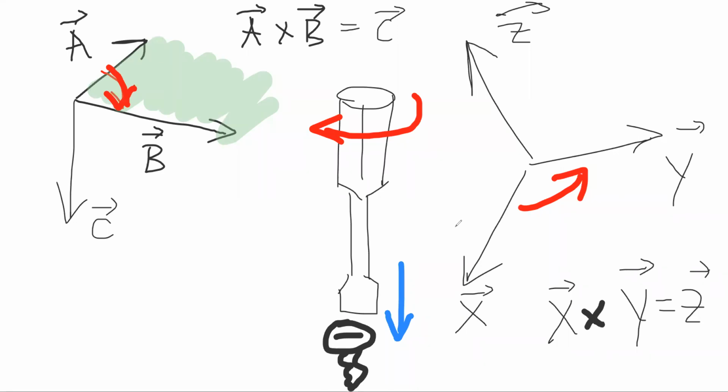So whenever you draw XYZ coordinate system, it's always the same order: X towards Y, Y towards Z, Z towards X. So I'm going to go to the next slide. Are there any questions before we go on to the next slide?